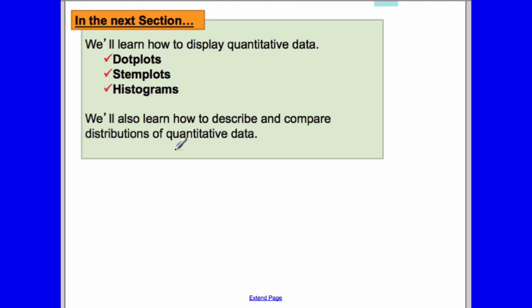That finishes this section. In the next section, we're going to move on to dot plots, stem plots, and histograms, and start looking at quantitative data.